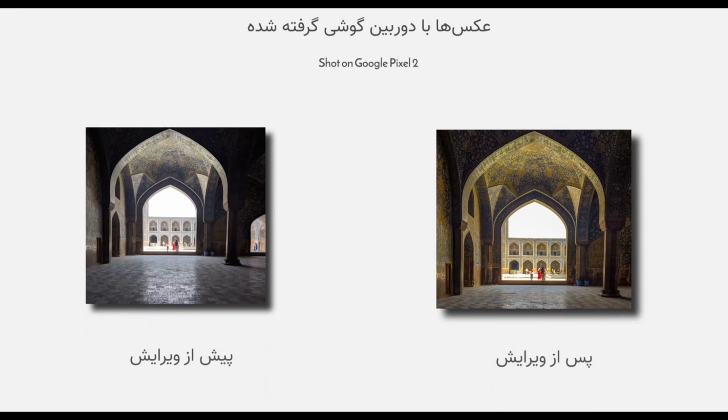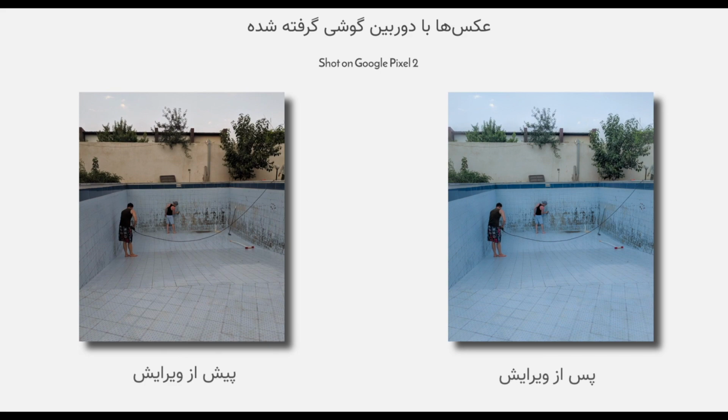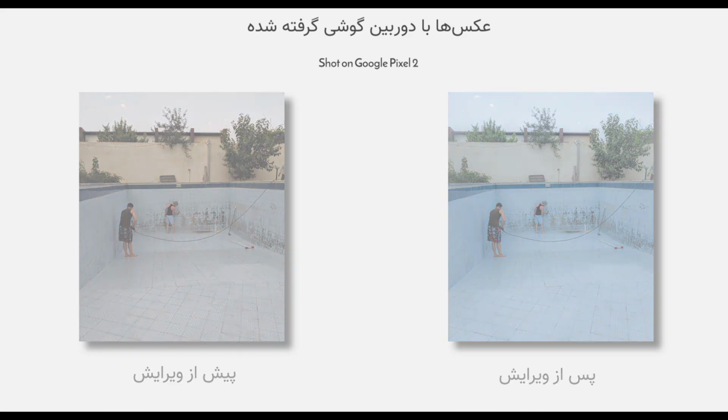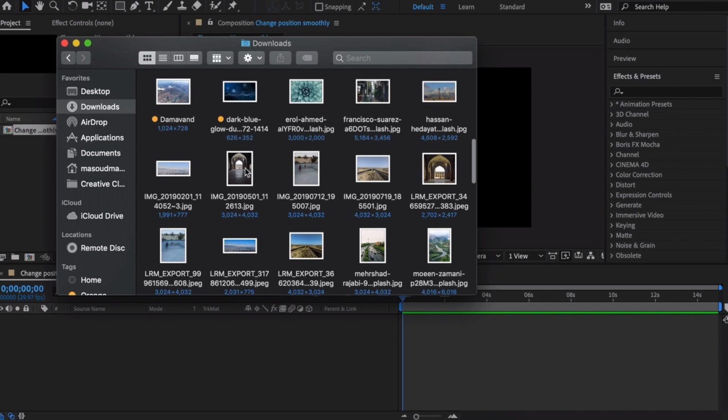Hey folks, in this tutorial we're gonna see how to change the position of a subject smoothly in After Effects. We can accomplish this smooth movement by using SpeedGraph. So I made a new composition and imported two photos.